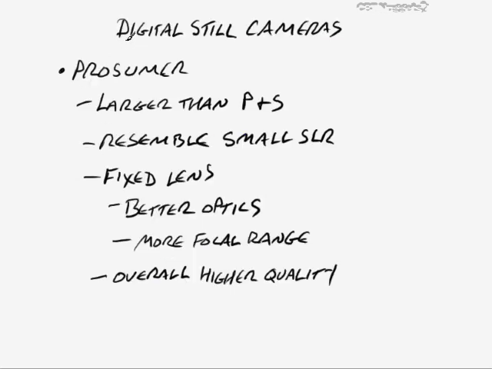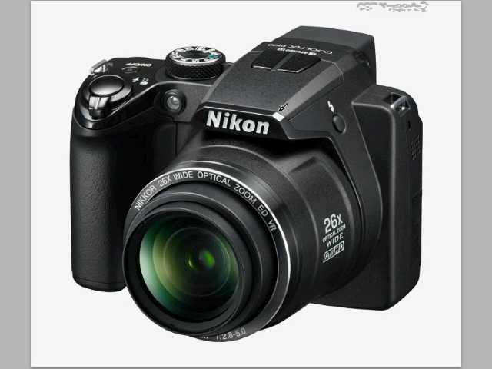Now, the next level of digital camera that you might see would be something we call prosumer cameras. These are going to be larger and a little bit bulkier and heavier than the common point-and-shoot cameras, like I showed you, those little boxy cameras that fit in your shirt pocket. They do resemble somewhat a smaller SLR. For example, I think I've got a picture right here. This is an example of what we call a prosumer camera.